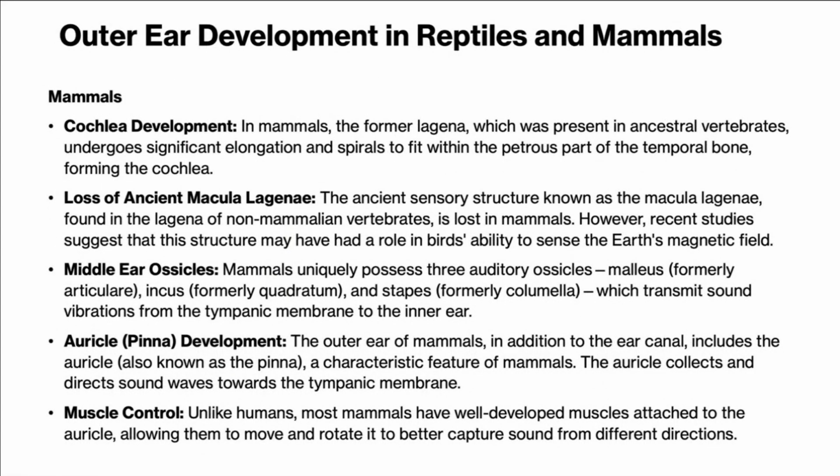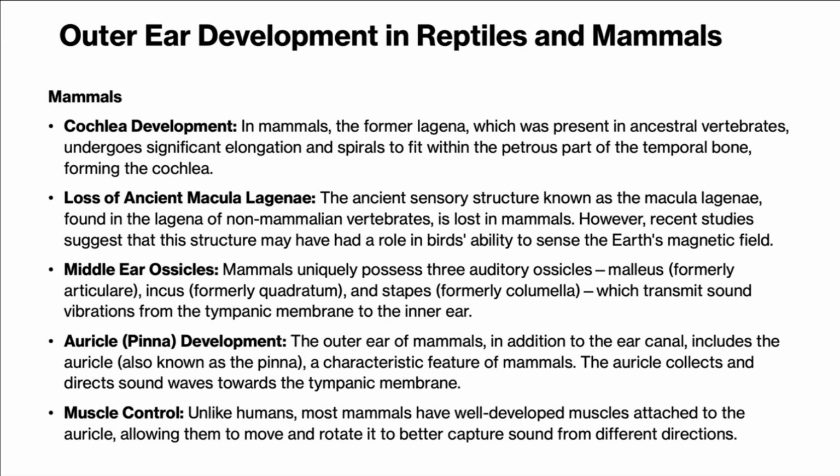Okay. Then the ancient sensory structure, known as the macula lagenae, which is found in the lagena of non-mammal vertebrates, is lost in mammals, but recent studies have shown that this structure could have a role in birds' ability to sense the Earth's magnetic field. So that's just a quick fact. If you mention this in the exam, they would think that you've read the lecture slides, so I would say try to remember it.